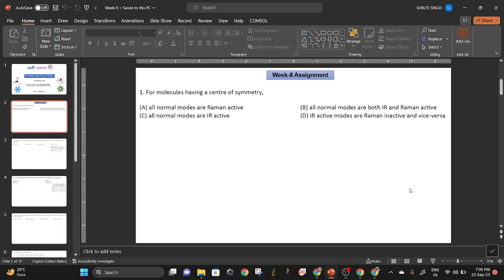Okay, let's see. The first question is: for the molecules having a center of symmetry, all normal modes are Raman active, all normal modes are IR active, all normal modes are both IR and Raman active, or IR active modes are Raman inactive, or vice versa. So, this question is related to which concept of physical chemistry?